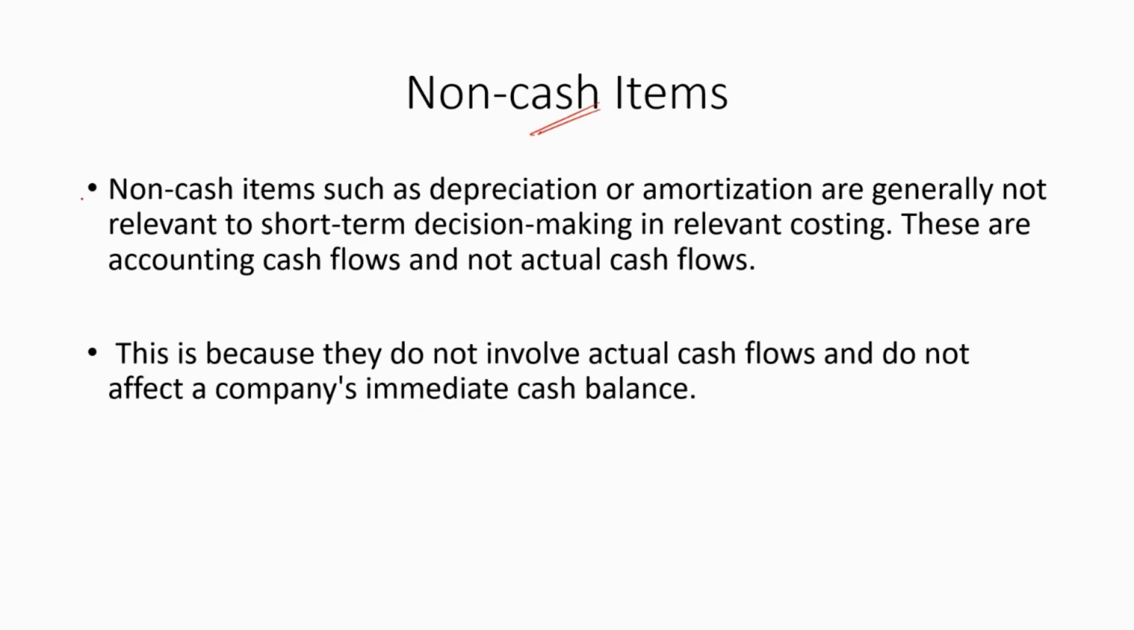Non-cash items. Non-cash items such as depreciation or amortization are generally not relevant to short-term decision making in relevant costing. These are accounting cash flows and not actual cash flows. This is because they do not involve actual cash flows and do not affect the company's immediate cash balance. Amortization is also a type of depreciation. So when it comes to decision making, non-cash items will be ignored.